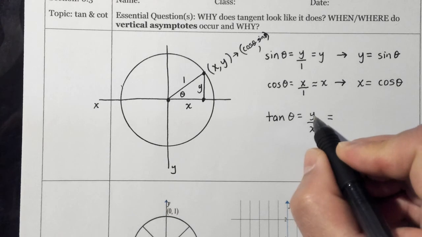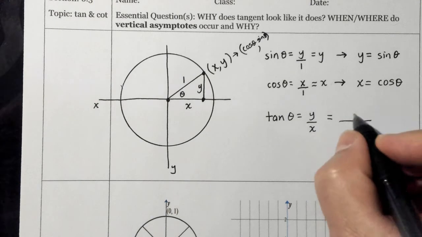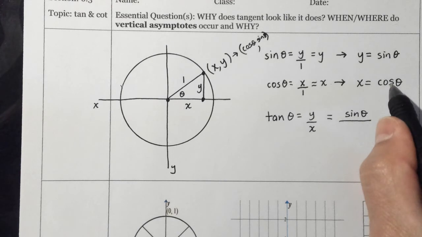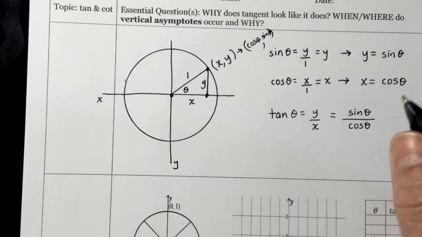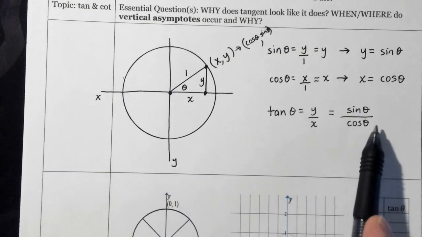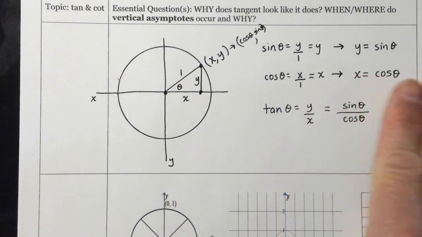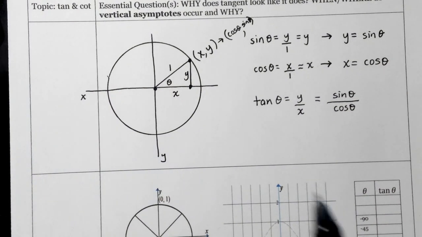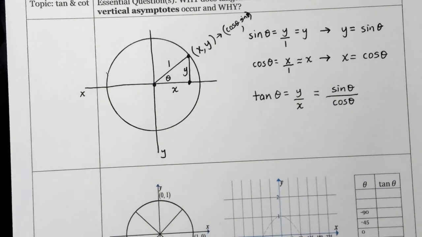Anyways, I can replace y with sine because they are equal. I can replace x with cosine. So what we have is this really important property that says tangent of theta is equal to sine of theta over cosine of theta, which you've been doing, so this should not be much of a leap. And believe it or not, it's this simple fact that determines what the graph of tangent looks like.